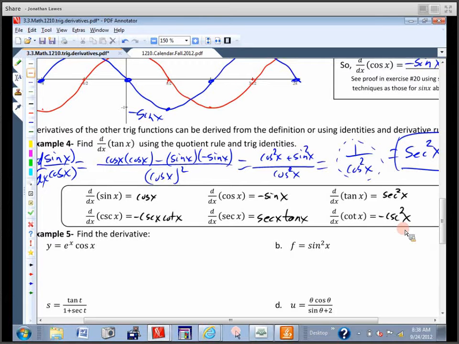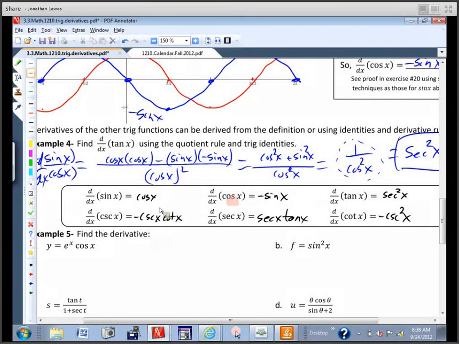Now, sine and cosine are pretty easy to remember. So is tangent, for that matter. But I do want to show you a pattern. Does anybody recognize anything, any patterns in how these are written? Or in particular, their signs? Cosine, cosecant, cotangent. What do they all have in common? They're all negative. All the cofunctions are negative.